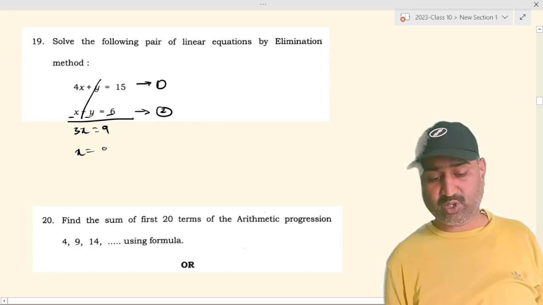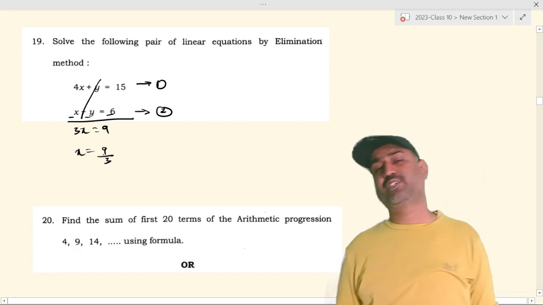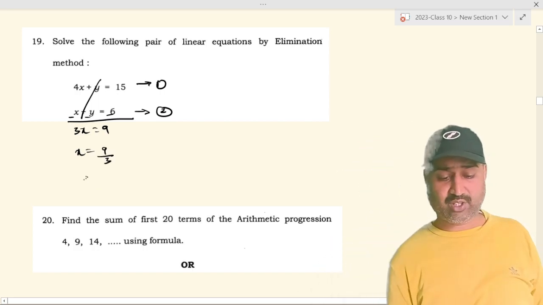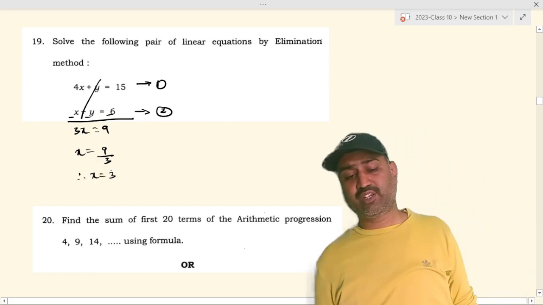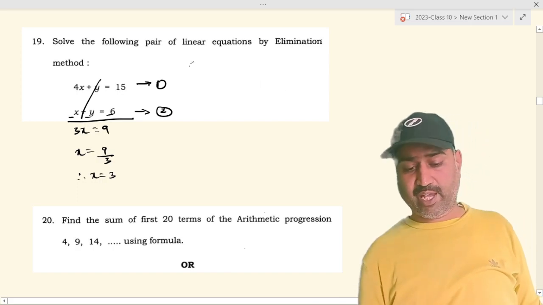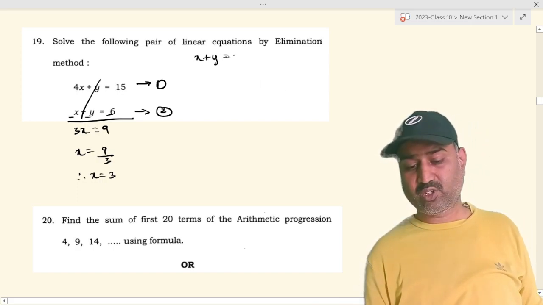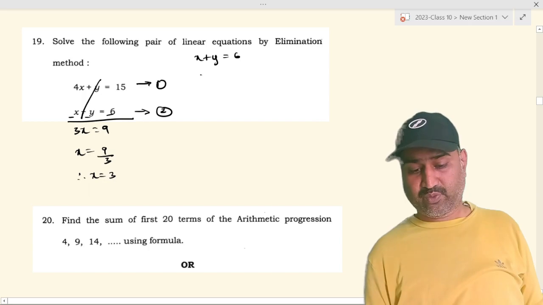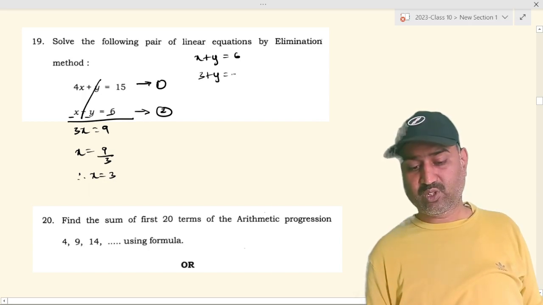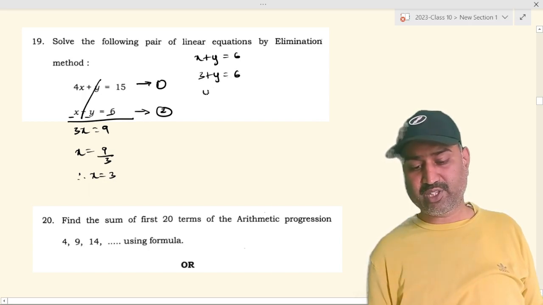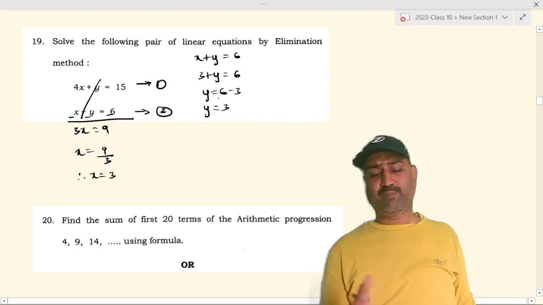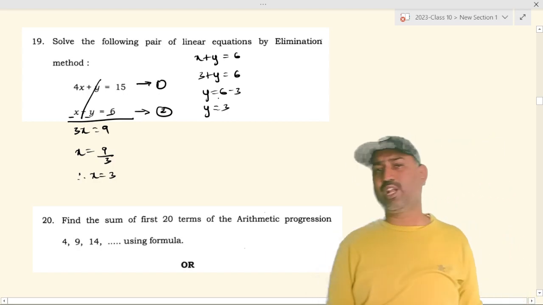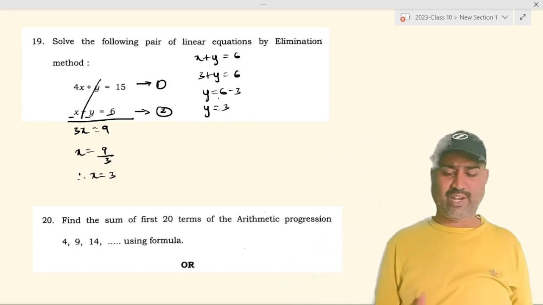Therefore, x is equal to 9 by 3, right? Therefore, x is equal to 3. Okay? Now, I know x plus y is equal to 6. Therefore, 3 plus y is equal to 6. Y is equal to 6 minus 3. Y is equal to 3. Right? Also, you can verify here. 3 plus 3 is 6. 4 3s are 12 plus 3 is 15. A very simple equation.